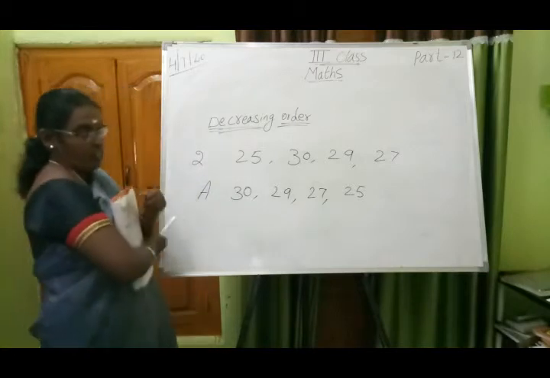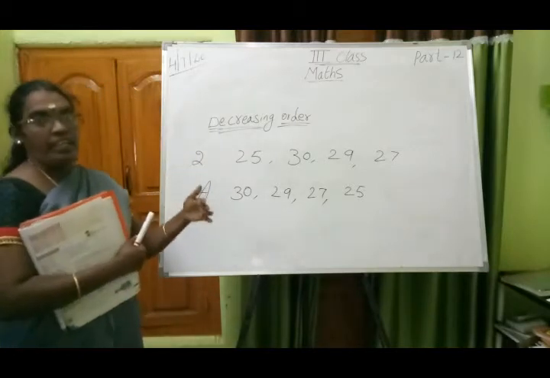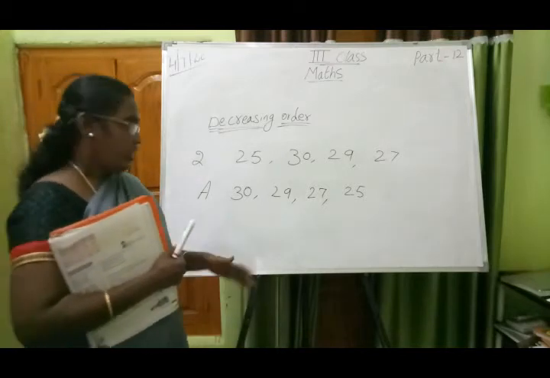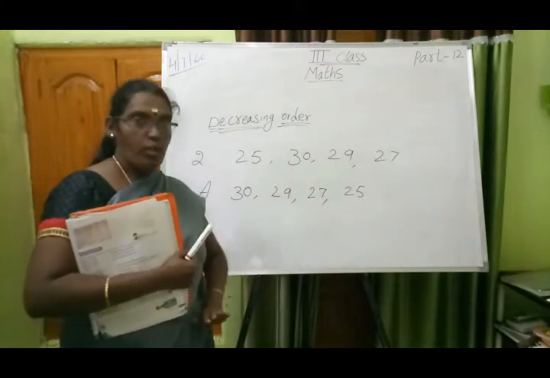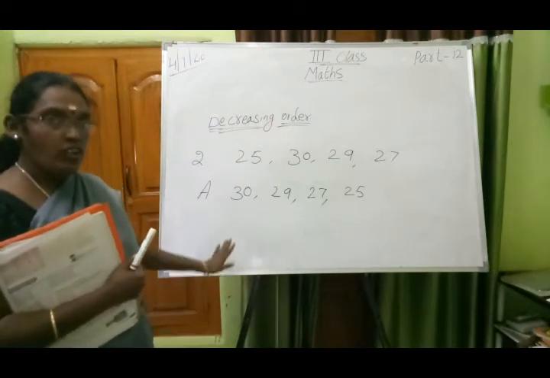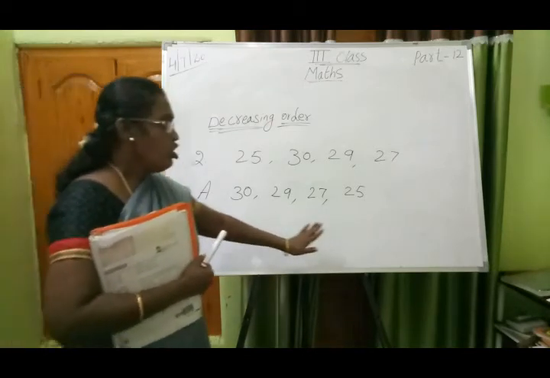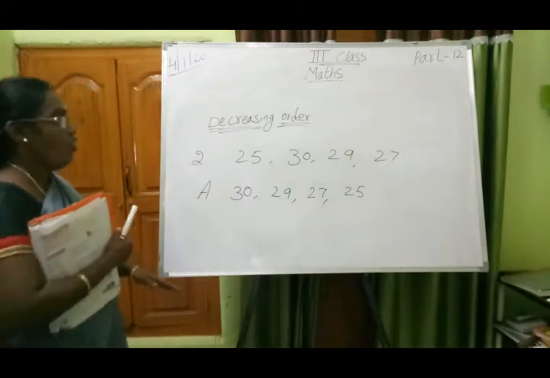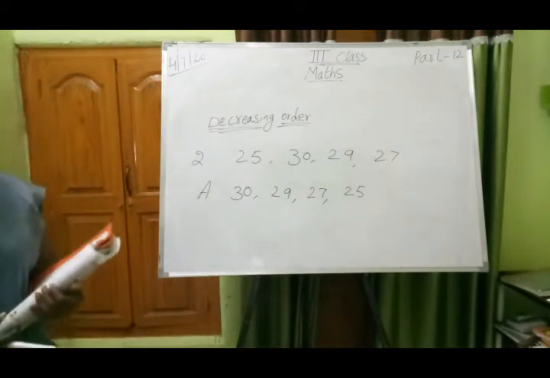Backward counting, my little ones: 10, 9, 8, 7, 6, 5, 4, 3, 2, 1. Big number to small number. Like that only, this also. Big number to small number. You understand now, children? Okay?